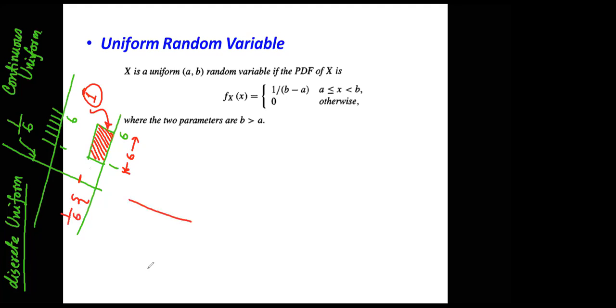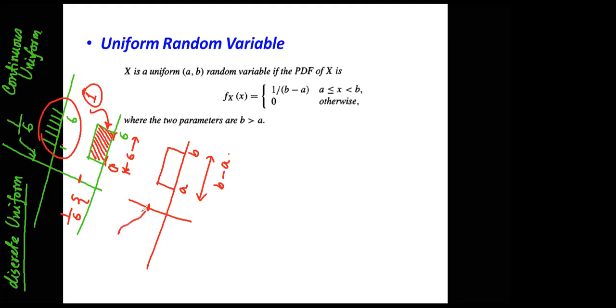Generally, if I say that this is A and B, then the length should be B minus A. Then what should be the height? Remember, in the discrete case it was 6 and 1. In this case it will not be 6 and 1, it will be 6 and 0 or something like that. Otherwise you will not be able to understand the situation, because 6 minus 1 is not equal to 6. So the length is 6. If the length is B minus A, the height should be what? 1 by B minus A. Very good. So if the height is 1 by B minus A and the length is B minus A, that will make this area equal to 1.